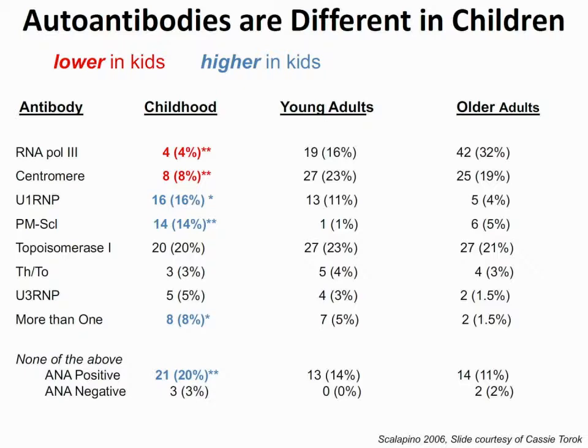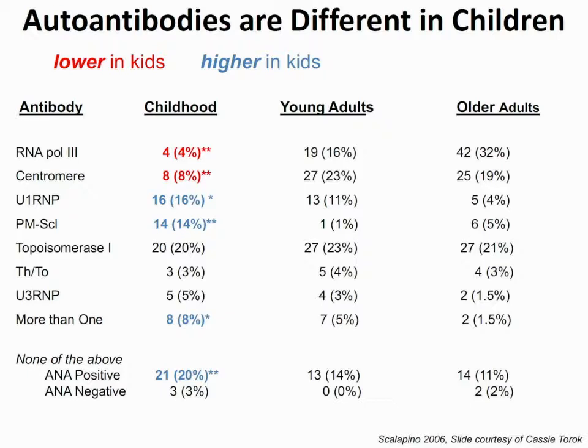So this is a comparison of all those autoantibodies I was talking about in kids versus young adults, like 20, 30-year-old adults versus older adults. And what you can see is some of these antibodies in red are lower in the kids. Some of them are higher in the kids. Those are in blue. And there's still 20%, even though we looked at all these different nuclear proteins to see which antibodies are recognized, there's still 20% of these kids where we don't know what the ANA is.